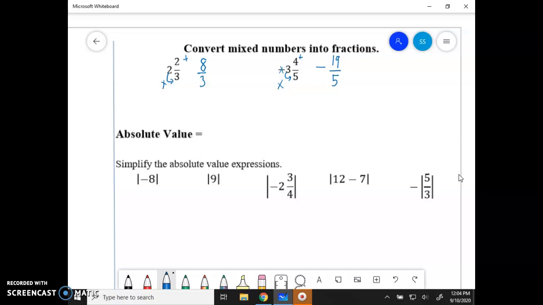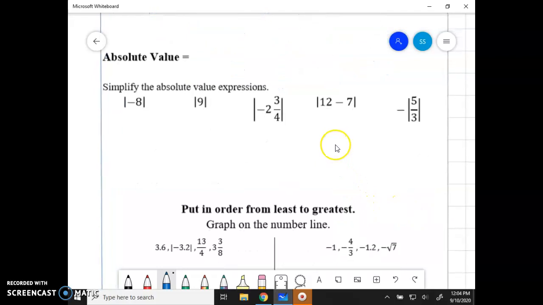And then if you wanted to convert these fractions into decimals, all you would have to do is divide the top by the bottom. So this would be 2.6667. I'm going to just round and call this 2.67. For 19 over 5, that's going to convert to negative 3.8. All right, so there's two ways to do that. Okay, moving on. Absolute value.